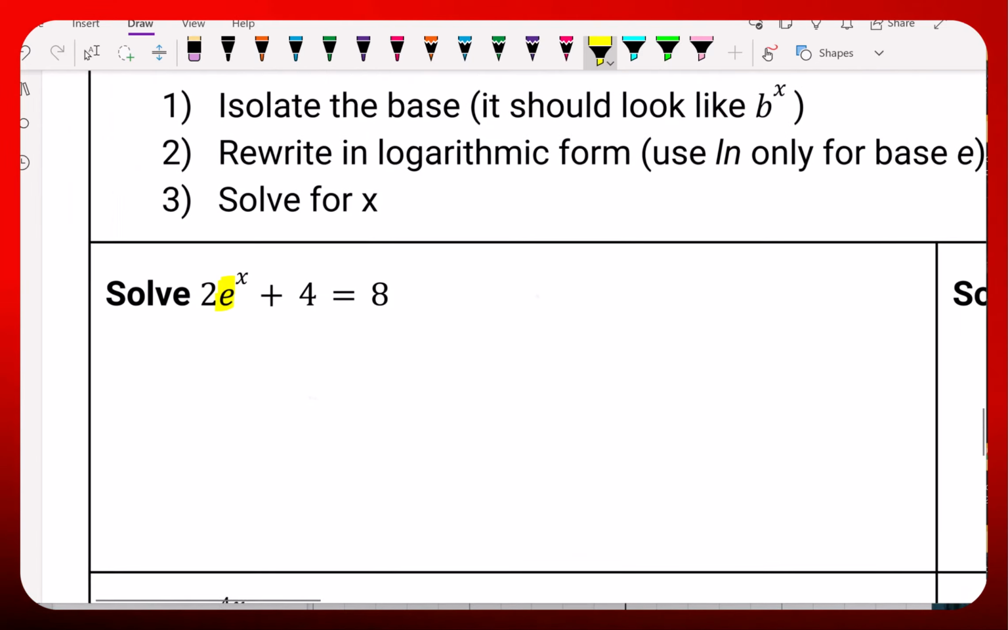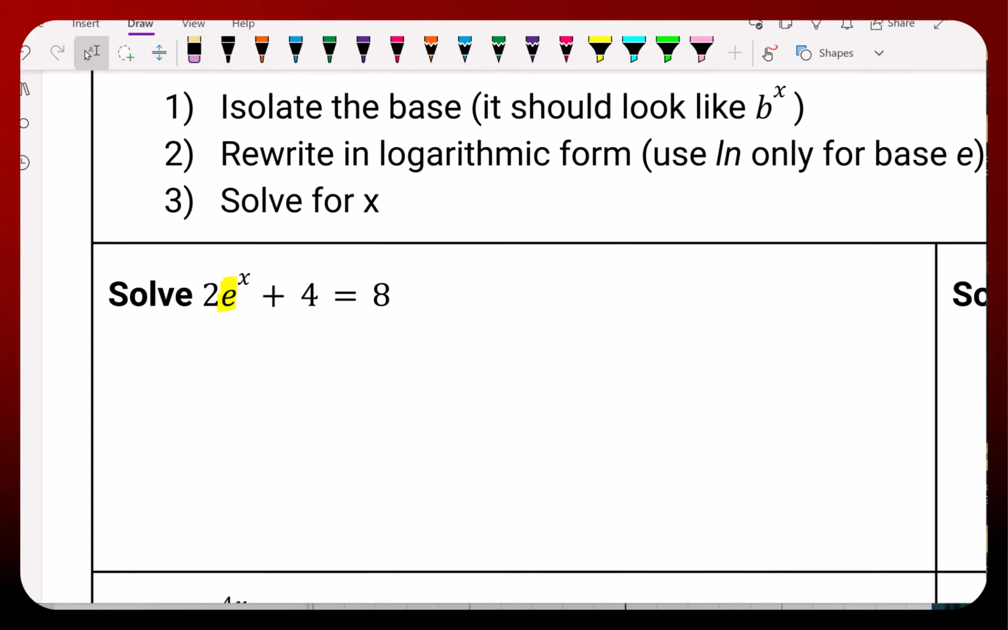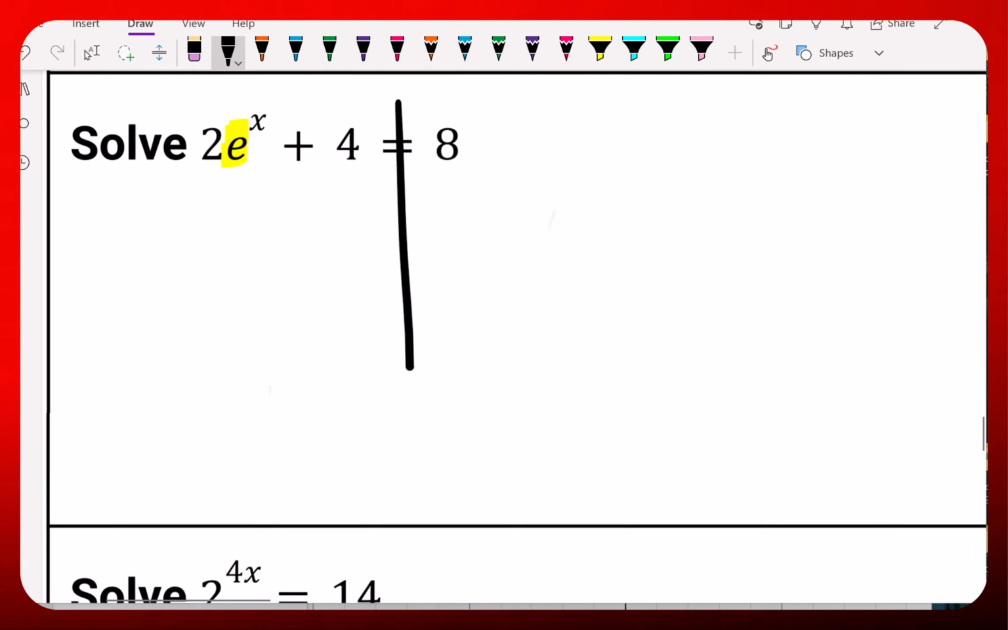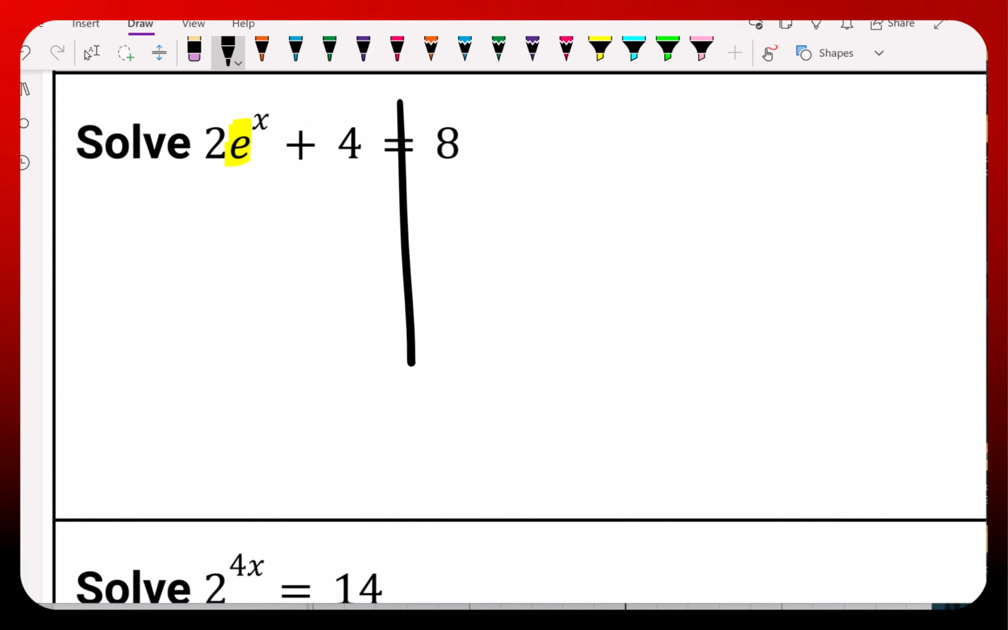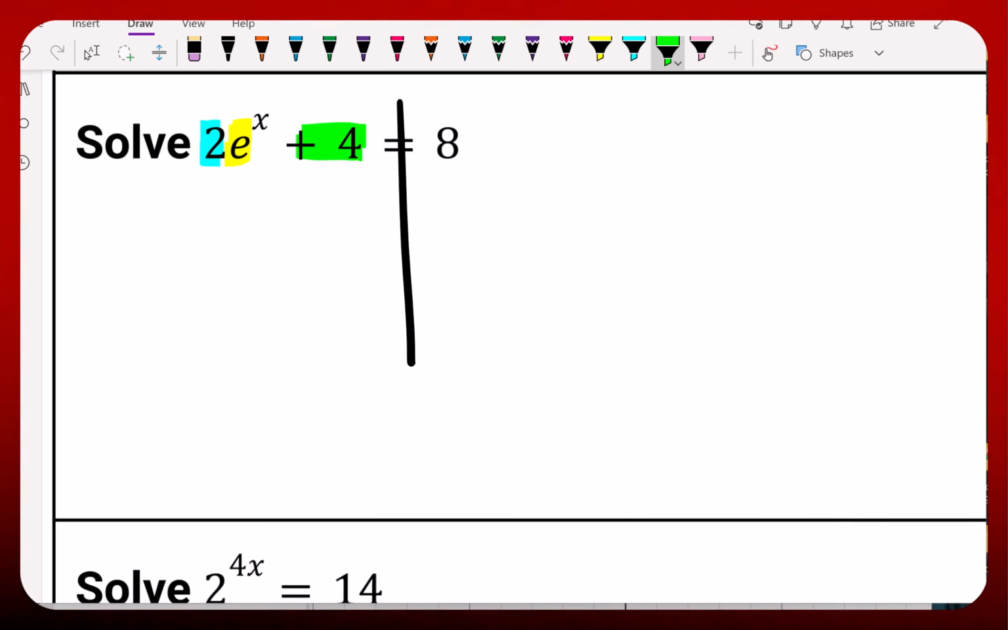So the first thing is that you have to isolate the base. So what does that mean, isolate the base? See, I've highlighted the e in yellow. I'm going to color everything else. So that's 2 times the base, and this is plus 4 the base. I don't care about this 8, it's on the other side. So you've got to get rid of the 2 and get rid of the 4. You need to pick wisely. Whenever you're solving equations, you always want to try to add and subtract first, then multiply and divide. So we are going to get rid of the plus 4 by subtracting 4.